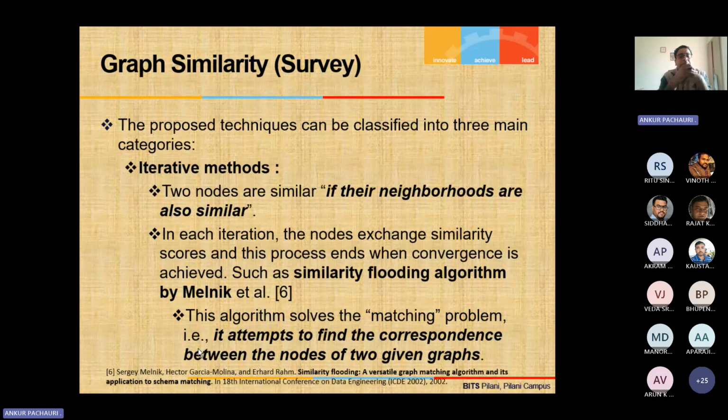Then the third one is the iterative method. They work on the idea that two nodes are similar if their neighborhoods are also similar. What is it? If you do remember, we have just covered it in the beginning of this session, regular equivalence. So in each iteration, a node exchanges similarity scores, and the process ends when convergence is achieved. That method is called the similarity flooding method, suggested by him.